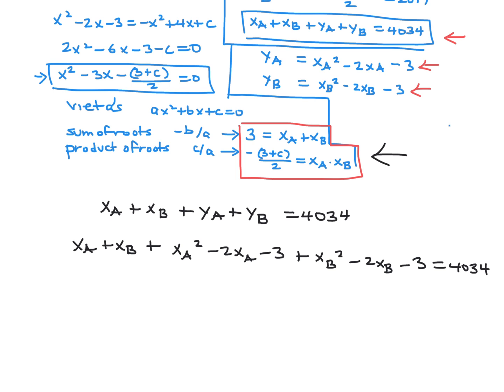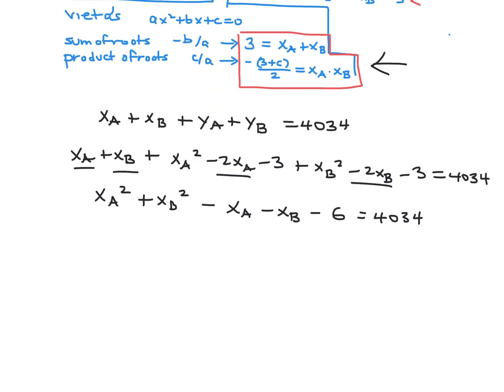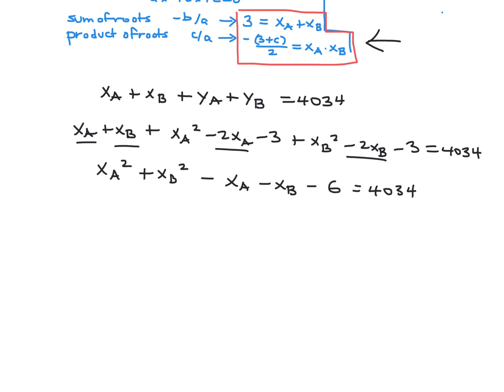First, let me clean this up a bit. Let me collect like terms, is what I mean. And then this and this would be minus XA, and then this and this, minus XB, and then we've got a minus 6. But yeah, minus 6, and then 4034. Okay. And then I think at this point we're going to have to use what I call fancy algebra. It's not super fancy, but a little fancy.